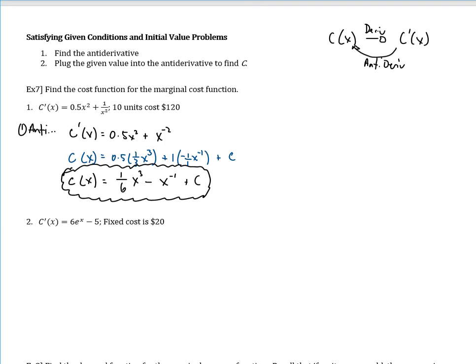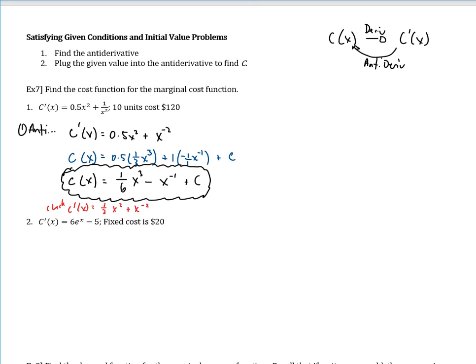And again, maybe a quick check with the derivative. If I were to do the derivative, c prime of x, this is just a quick check. The 3 would multiply the 1/6, and that would be 1/2 x squared. A negative and a negative would become positive. Minus 1 would be x to the negative 2. And yeah, that matches what we had up at the start. So the check is good.